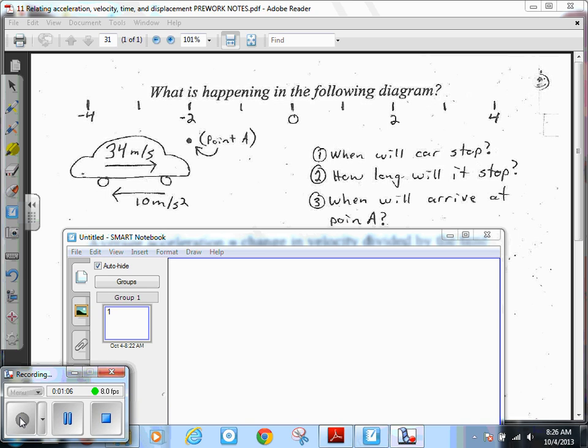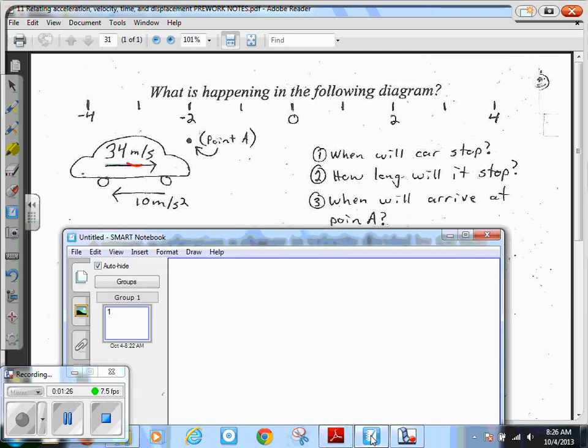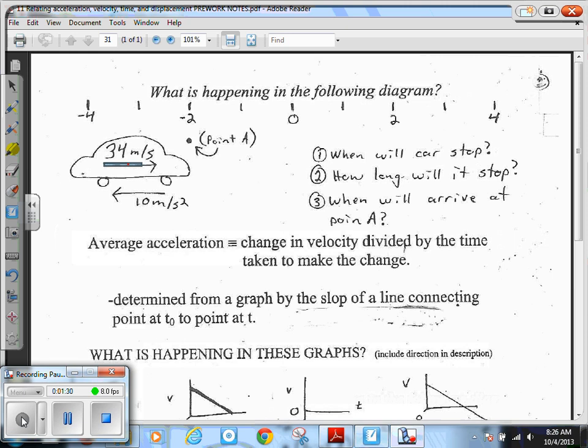So the question, when will the car stop? Who has anything to offer in that area? Andrew. After 3.4 seconds? At 3.4 seconds is the correct answer, right? Because look, we've got a velocity here of 34 meters every second. That means after 1 second, if that car remains at that velocity, it's going to go how many meters? 34. Very good. But we have an acceleration of 10 meters per second squared.